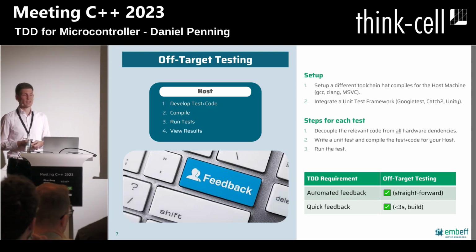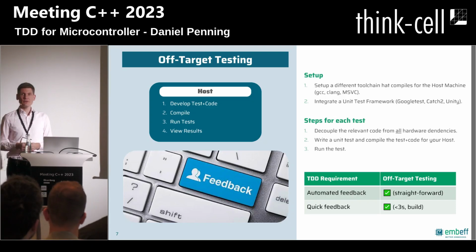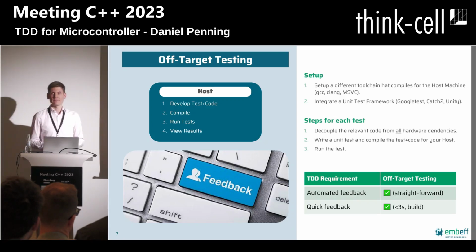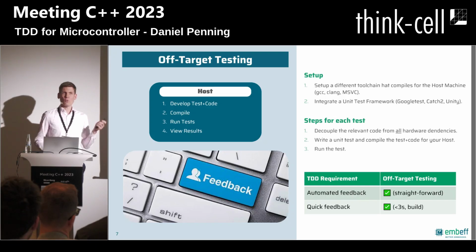especially for legacy projects. Okay, but then we can run this code, and we can have a quick TDD feedback loop. So all the requirements are fulfilled. We have automated feedback, and it's really quick. Great, so why don't we use off-target testing for anything?